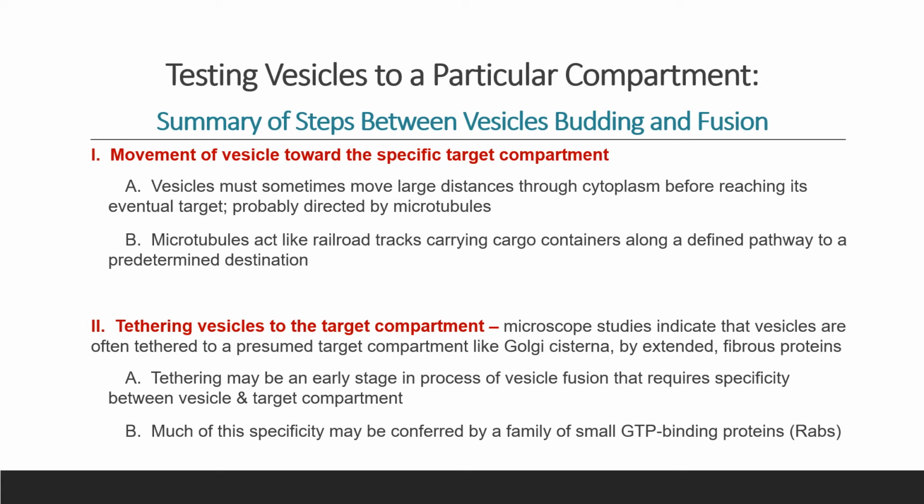So tethering of vesicles to the target compartment has been explained through microscope studies indicating that vesicles are often tethered to a presumed target compartment like a Golgi cisterna by extended fibrous proteins. So tethering may be an early stage in the process of vesicle fusion that requires specificity between vesicles and target compartments, and much of this specificity may be conferred by a family of small GTP binding proteins, for example, your RABs.